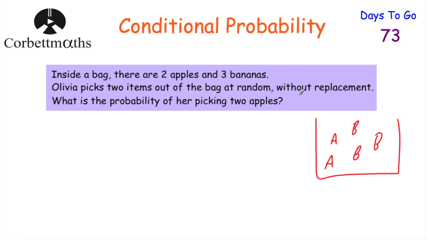And the question says without replacement. So she's going to pick out a piece of fruit, and then she's going to take out another one without putting the first one back in. And the question says, what's the probability of her picking 2 apples?